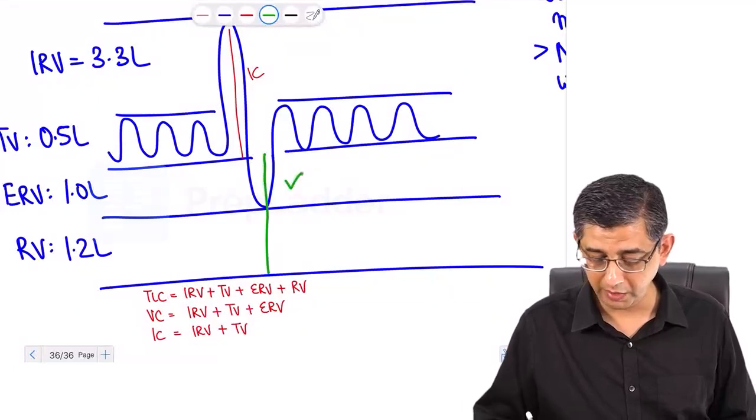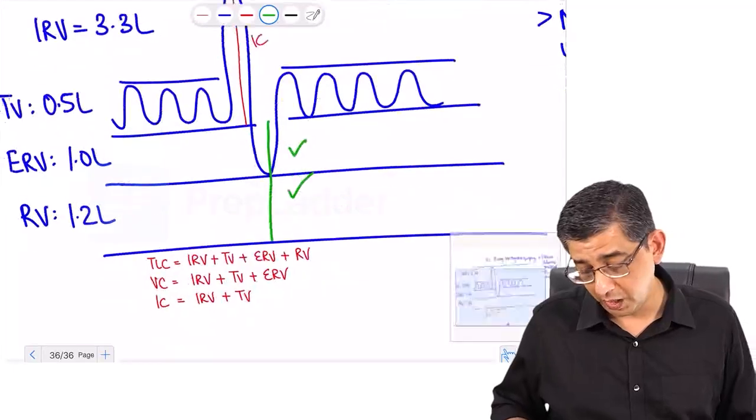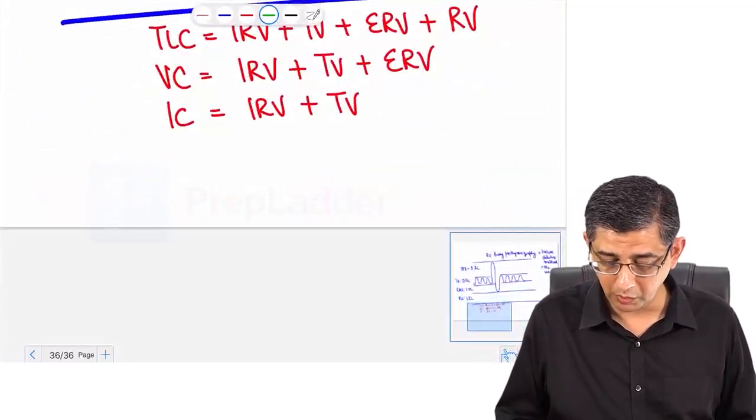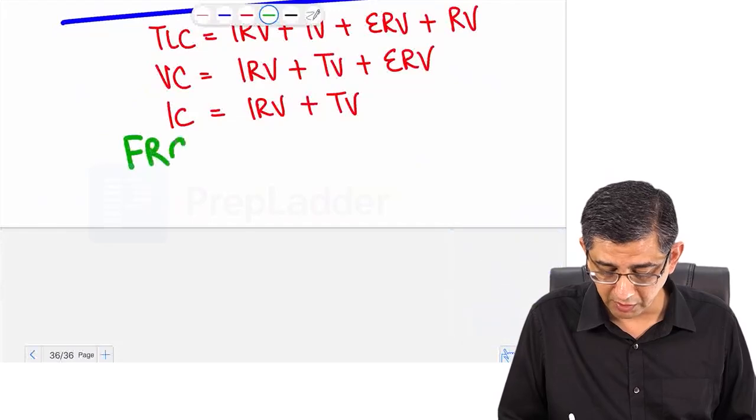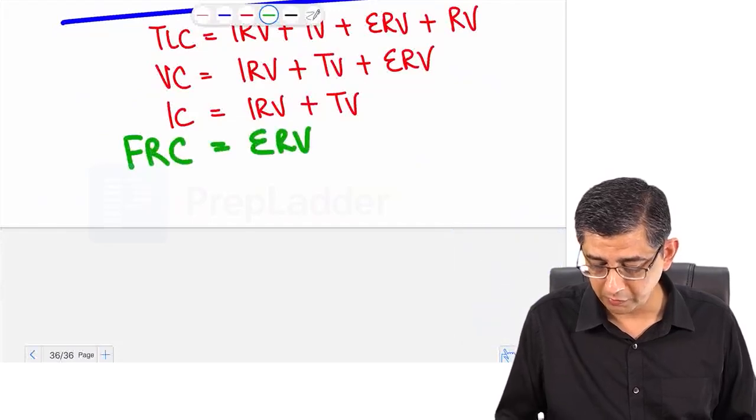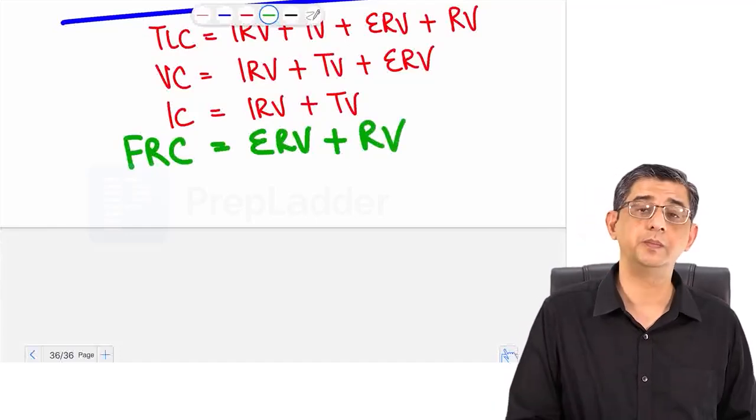And the one that I'm marking in green color now, you have added the bottom two parameters, no? If you add the bottom two parameters, then it's going to be called FRC, functional residual capacity. It is a sum of expiratory reserve volume and the residual volume.